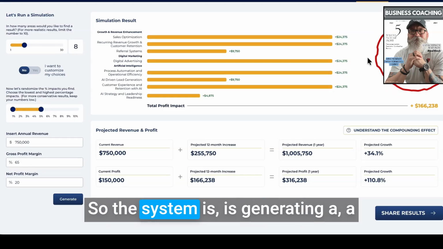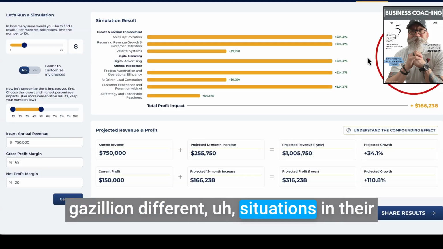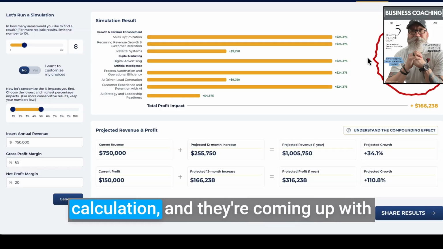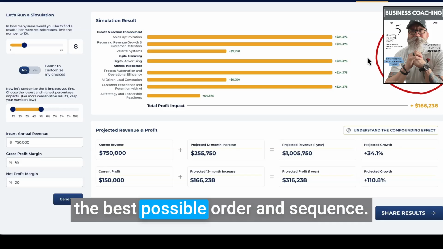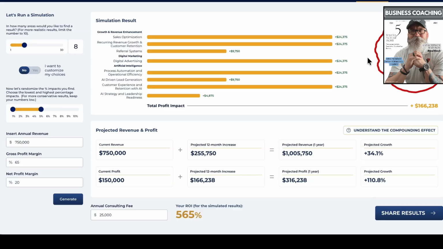So the system is generating a gazillion different situations in their calculation, and they're coming up with the best possible order and sequence to get the biggest result.